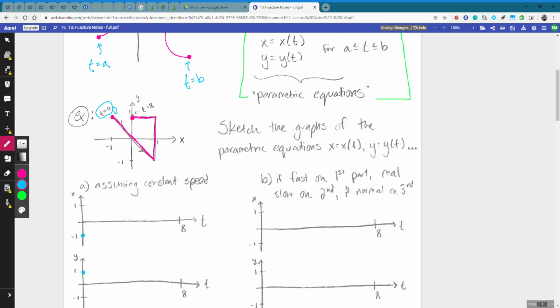Now play through this movie in your head, watch this point move across this curve, and see if you can get a rough sketch of what the x coordinate is up to and what the y coordinate is up to as time moves from 0 to 8 and our particle moves along this path. Take a minute and see what you can get.